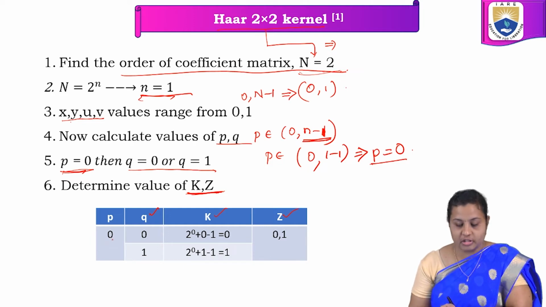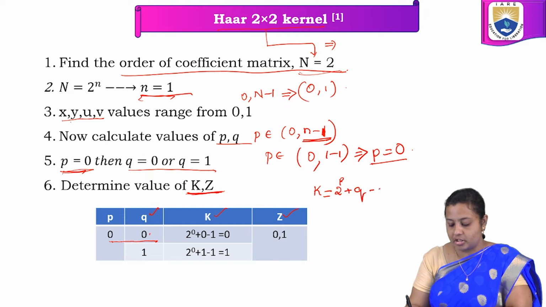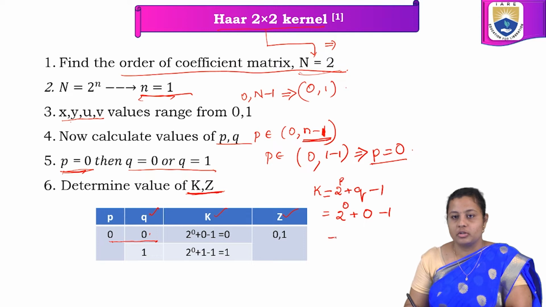So now when p is equal to 0, q can take either 0 or 1. So first case, if we consider 0, 0, then from the formula which is given by k is equal to 2 power p plus q minus 1, as I discussed in our previous slide. So k is equal to 2 power p plus q minus 1. So for the first case, 2 power p which is 2 power 0 plus q is equal to 0 minus 1. So this will turn out to be 0, right?